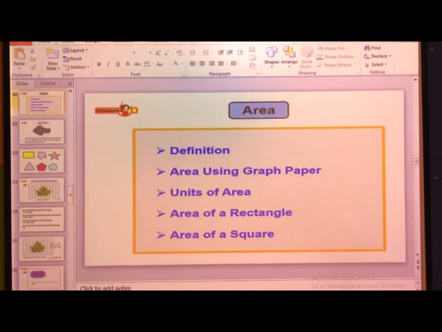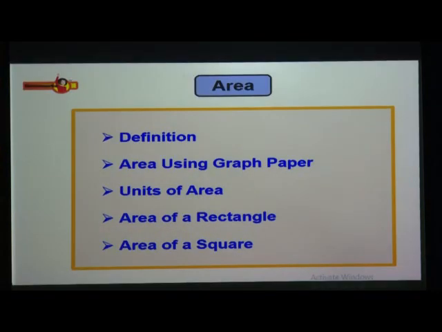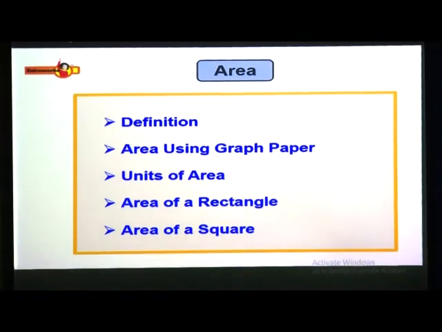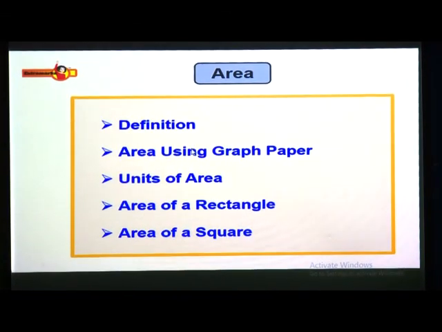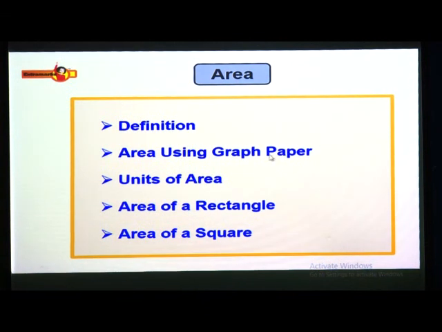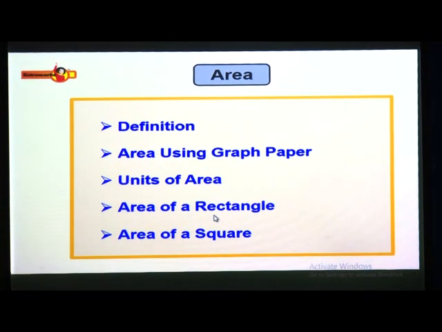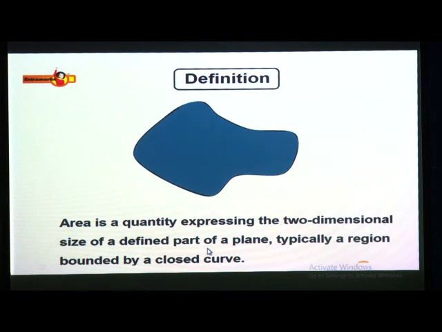So, this video was about perimeter and area. Now, we will see in detail about finding the area. We are going to see the definition, then area by using graph paper, units of area of rectangle and area of square.